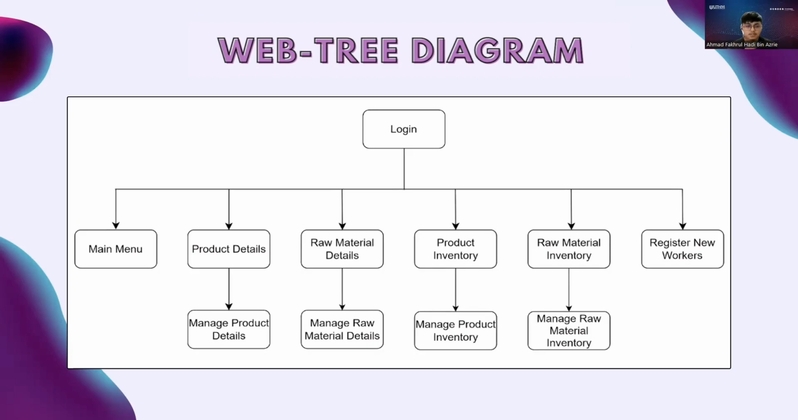Hi, my name is Fakhrul Benazri. My matric number is TI210092. So I will continue with the explanation of our web tree diagram. First of all, the user will need to log in, and then 6 choices will be displayed: main menu, product details, raw material details, product inventory, raw material inventory, and register new workers. In product details, the user can manage product details; in raw material details, the user can manage raw material details; in product inventory, the user can manage product inventory; and in raw material inventory, the user can manage raw material inventory.